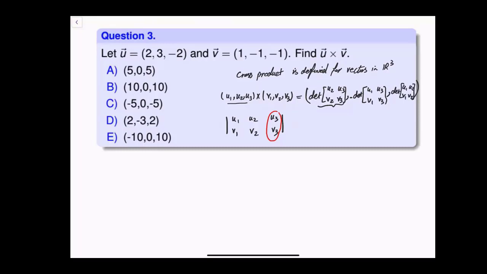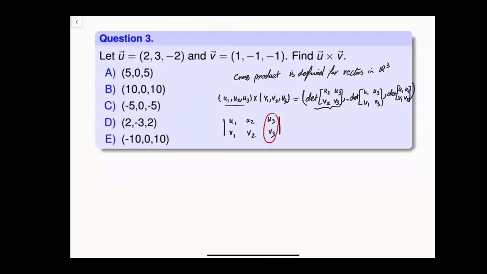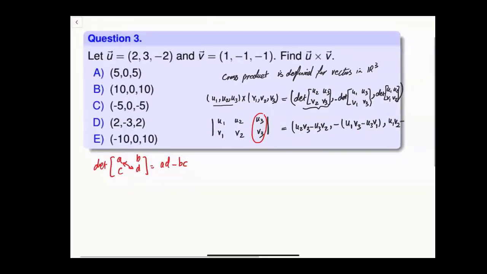What is a determinant? Well, if you have a 2 by 2 matrix, let me just write it in red here, A, B, C, D. By determinant of that, we mean that you multiply A times D, main diagonal entries, minus off diagonal entries. So this means that you have U2 V3 minus U3 V2, minus U1 V3 minus U3 V1, and the third one is U1 V2 minus U2 V1.